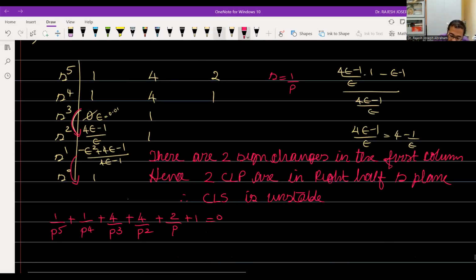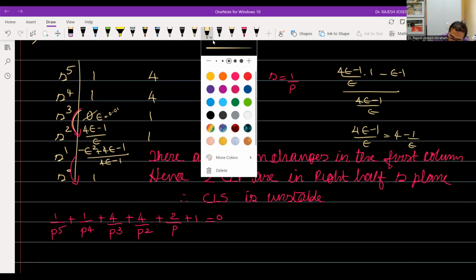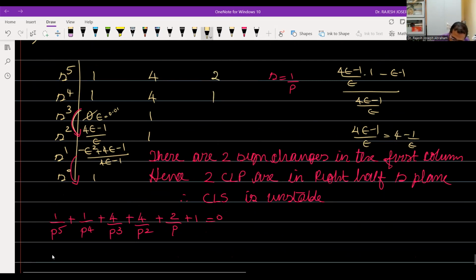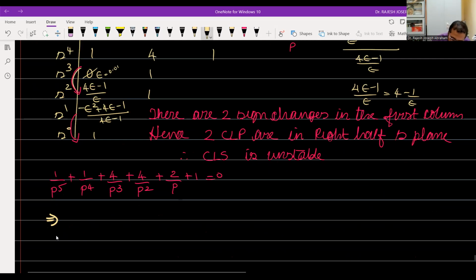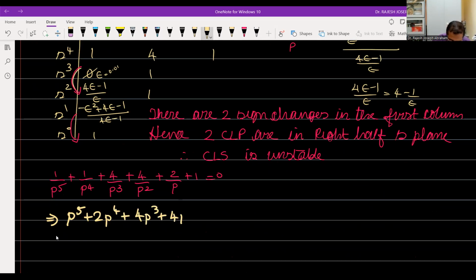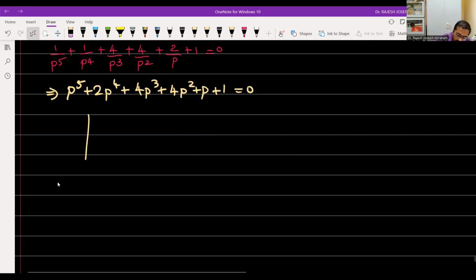Okay, so take the LCM and see what you are getting. So the polynomial will be P raised to 5 plus 2P raised to 4 plus 4P cube plus 4P square plus P plus 1 equal to 0. Just take the LCM and simplify that. Now the table will be in terms of P.